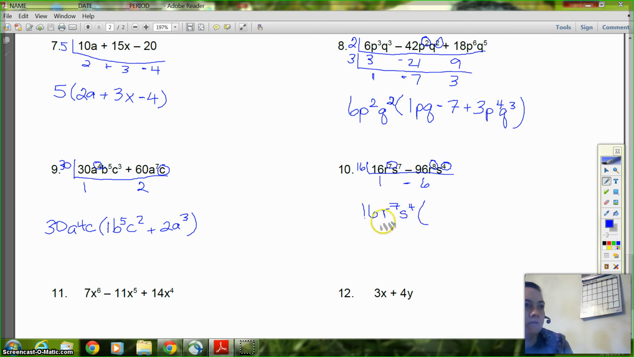So I'm going to divide those out, and I get 1 left over, and r to the 7th divided by r to the 7th is 1, so I keep my 1, and I'll have s to the 3rd left over, minus 6, and r to the 8th divided by r to the 7th is r, and my s's will cancel out and equal 1. So I get 16 r to the 7th s to the 4th times 1 s to the 3rd minus 6r.